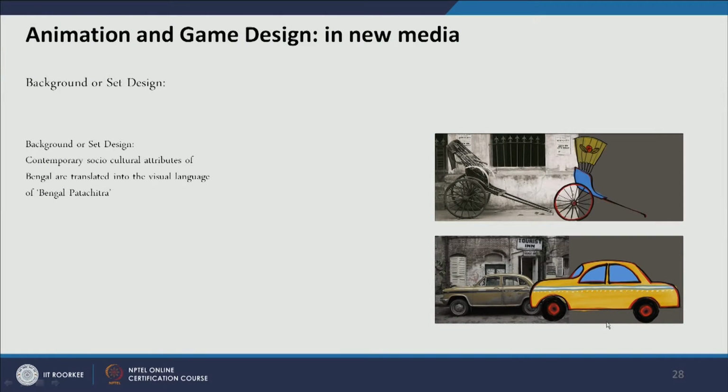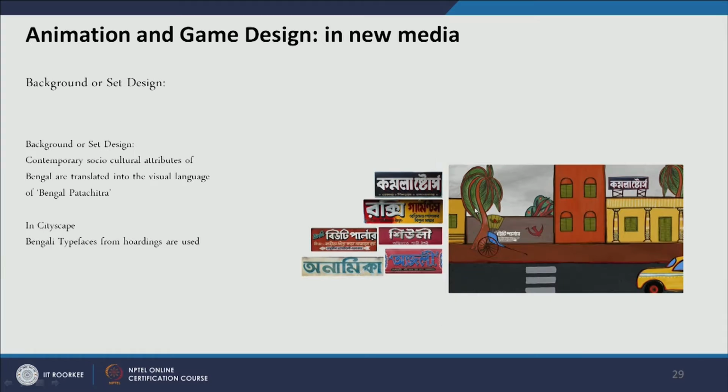And now coming to the set design and the backdrop design, even the contemporary vehicles in the Kolkata setup, which evolved from Kolkata's scenario, are translated into the traditional art style. So there is a hand-pulled rickshaw and a shared taxi, which is a public taxi, designed from the particular design based on the visual style of a traditional art form.